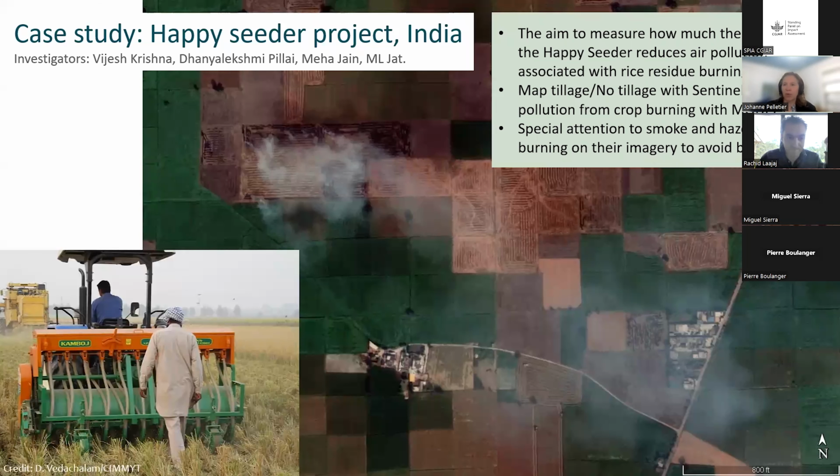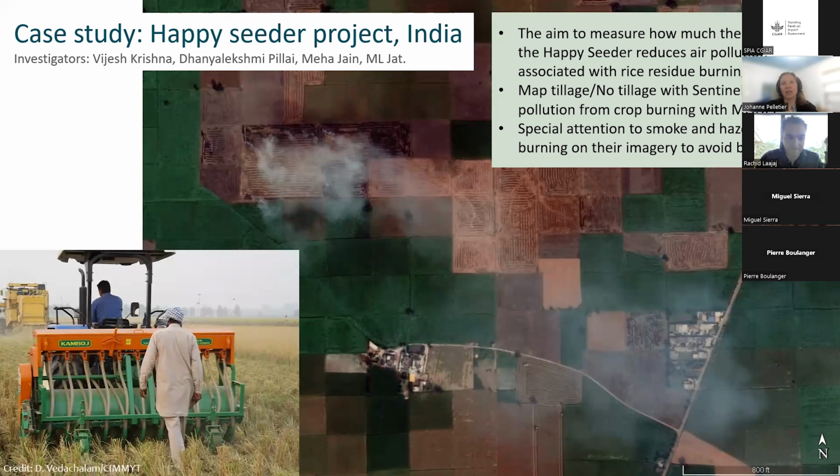For example, in the Happy Seeder project, they are studying the impact of adoption of direct seeder on emissions from crop residue burning. They analyze Sentinel-2 images to map fields with conventional and zero tillage, and the technology adoption is assessed with household surveys. They looked at air pollution measured from detecting fire with MODIS burned area and Sentinel-2.